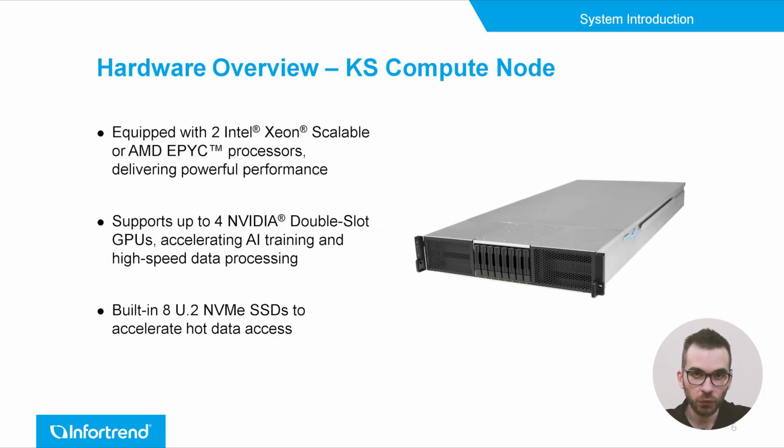The KS compute node is equipped with powerful processors and is optimized for performance-heavy workloads. With powerful CPUs, GPUs, and ultra-fast NVMe storage, it delivers the compute power needed for AI, HPC, and real-time data processing, all in a compact, scalable design.